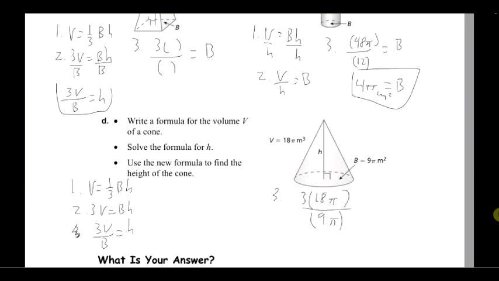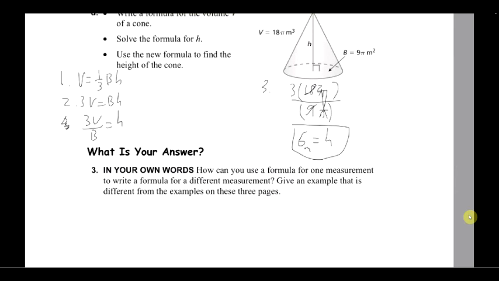Now check this out. This happened once before, where pi divided by pi cancels out. Then we can do 3 times 18 and then divide by 9, or let's just do 18 divided by 9, which is 2, and 2 times 3 is 6. Look at that. 6 is our height.